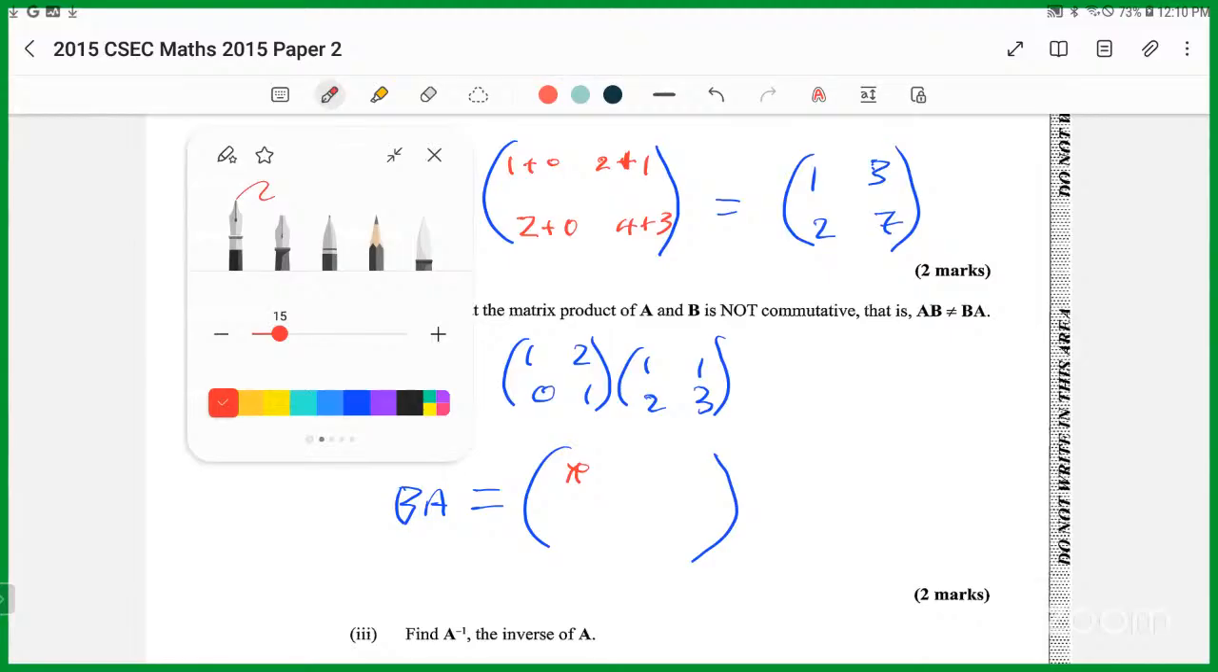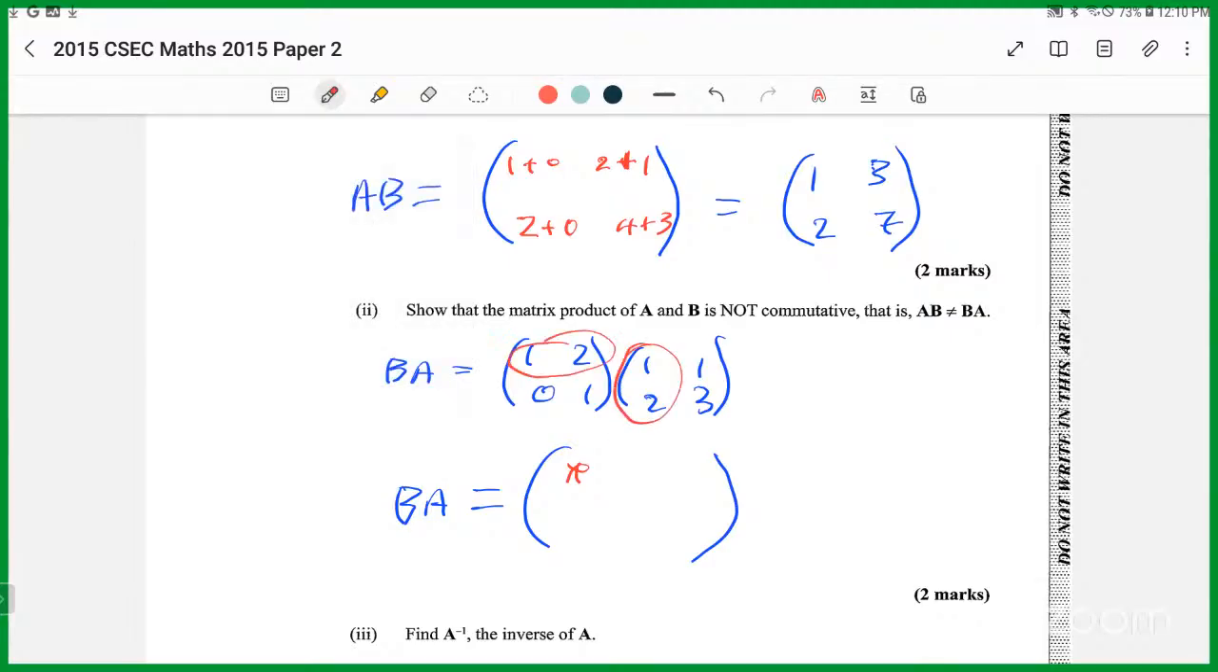So the first value would be this row and this column. First element times first element, which is 1, plus second element times second element, 2 times 2, is 4. So that's 5. I don't have to work out these values. The first value is already different from up here, so I don't have to work out the rest of them.